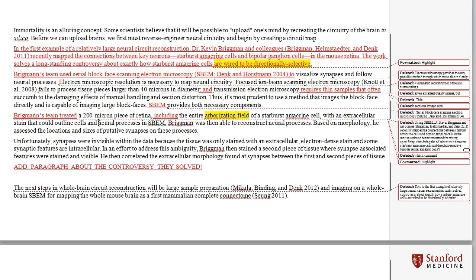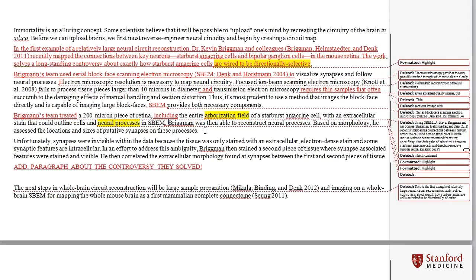I think "neural processes" probably needs a little bit of unpacking too. I'm going to highlight that for the author. It's a little jargony. Could you explain it quickly with some simpler terms there? And I'm going to end the sentence there. So Brigham's team treated the retina with this. They were able to outline the cells and neural processes using this extracellular stain and this electron microscopy technique.